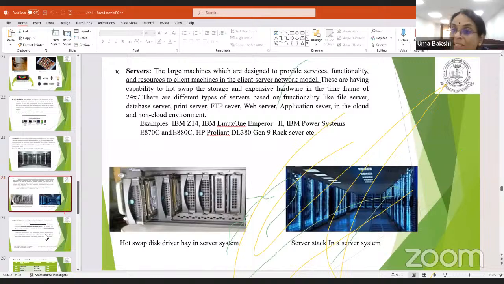So servers means where the data is stored. All those things look like this. Hot swap disk server, and this is the server stack in the server system.